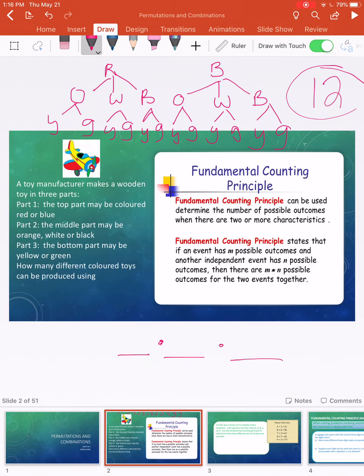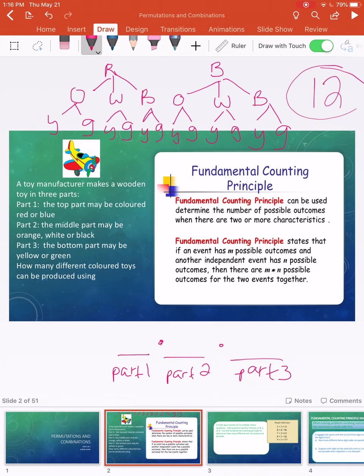Okay, so I'm going to draw a space for each of my events. Space 1 represents my first event, which is the first part of this toy, part 1. Space 2 will represent my second event, which in this case is part 2 of the toy. Space 3 will represent my third event, which will be part 3 of this toy.